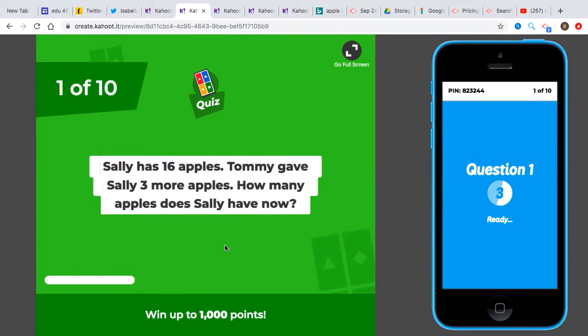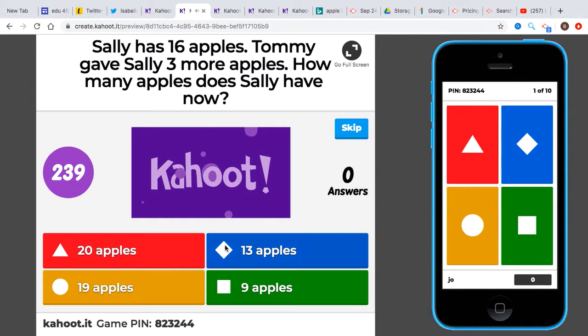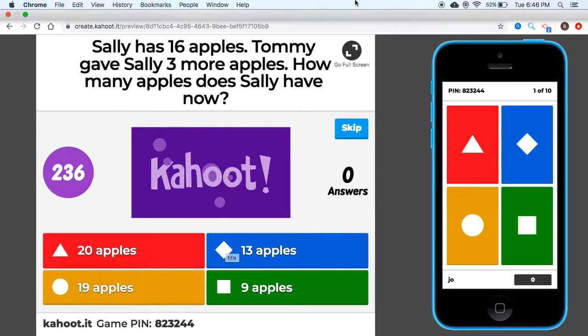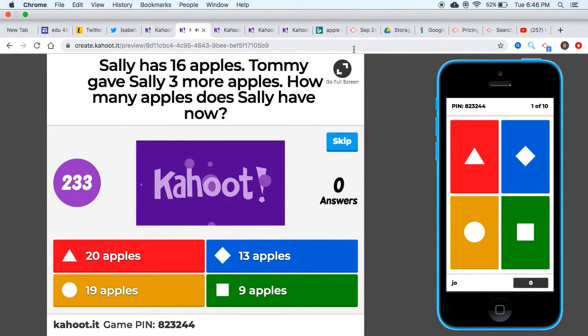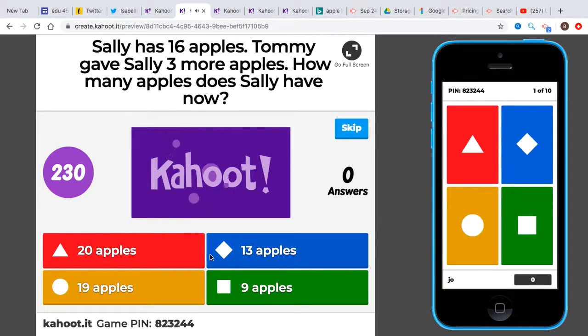First question, Sally has 16 apples. Tommy gave Sally 3 more apples. How many apples does Sally have now? So, here it's a simple addition problem. So 16 plus 3, and 16 plus 3 is easily 19.